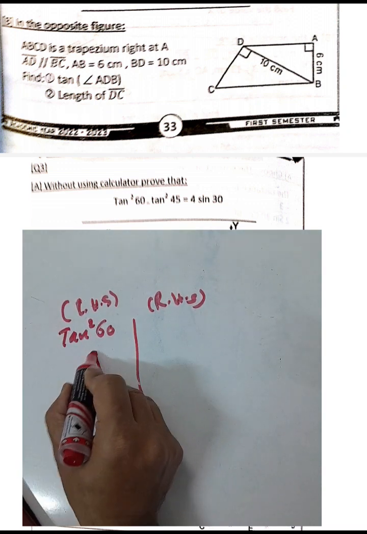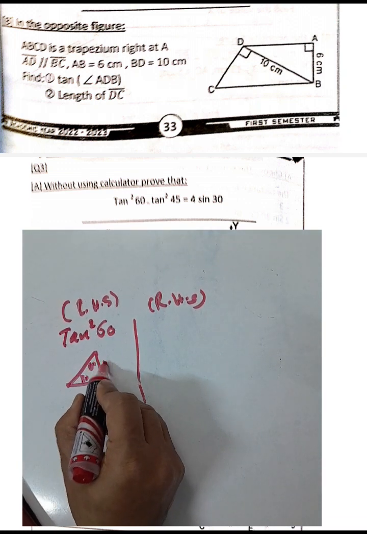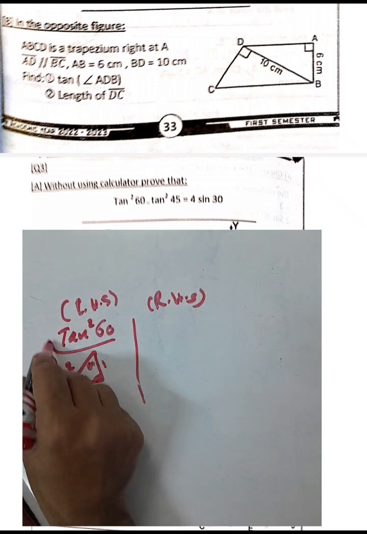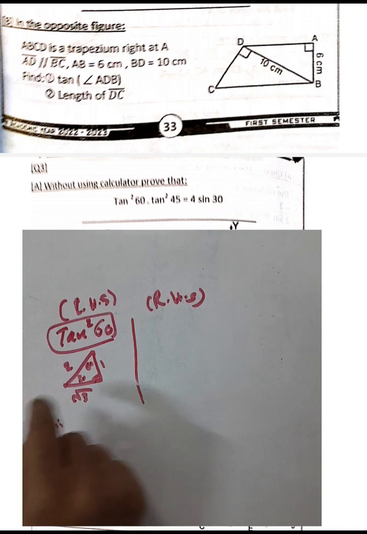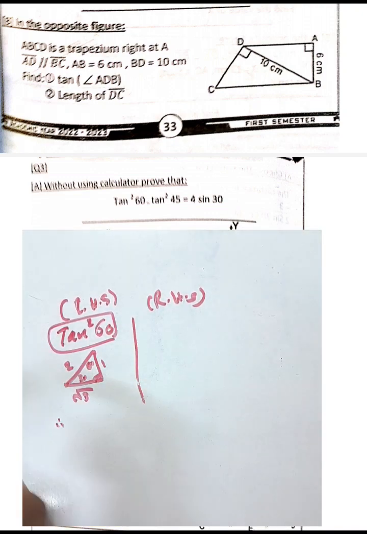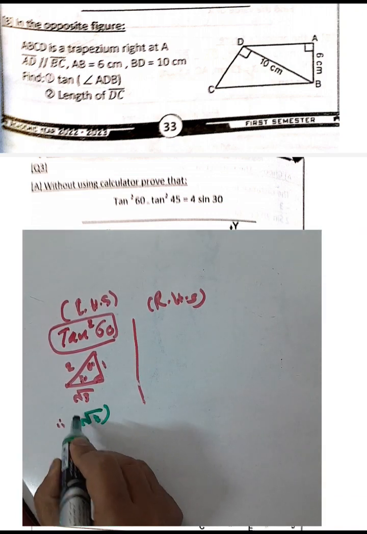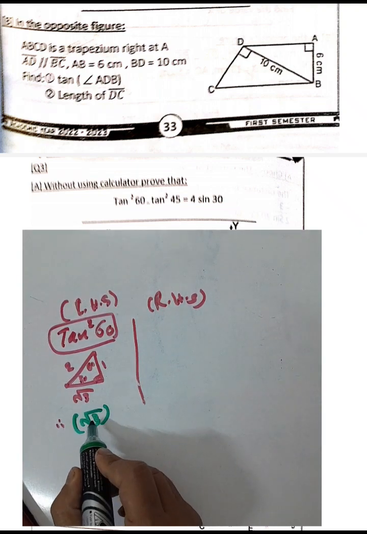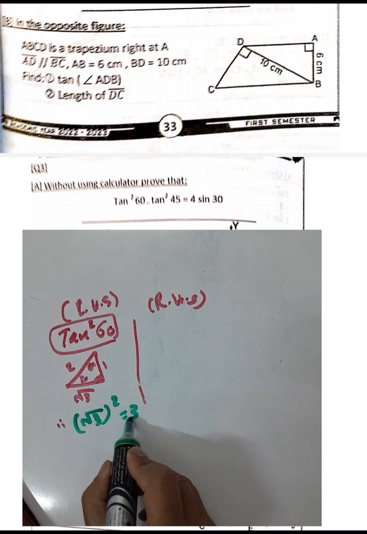For tan 60, we can draw a right angle triangle here with 30 and 60 degrees, sides 1 and 2 and root 3. Then tan 60, we can write tan 60 as opposite over adjacent, root 3 over 1, it will be root 3. With the power 2, the result is 3.